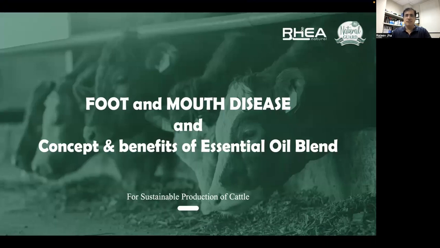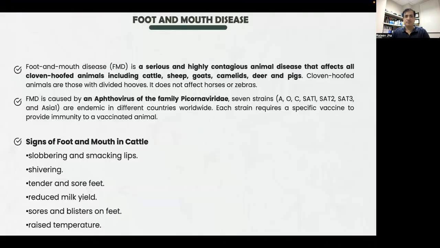So today we are going to talk about foot and mouth disease, especially of cattle, and the concept and benefit of essential oil blend for sustainable production of cattle.